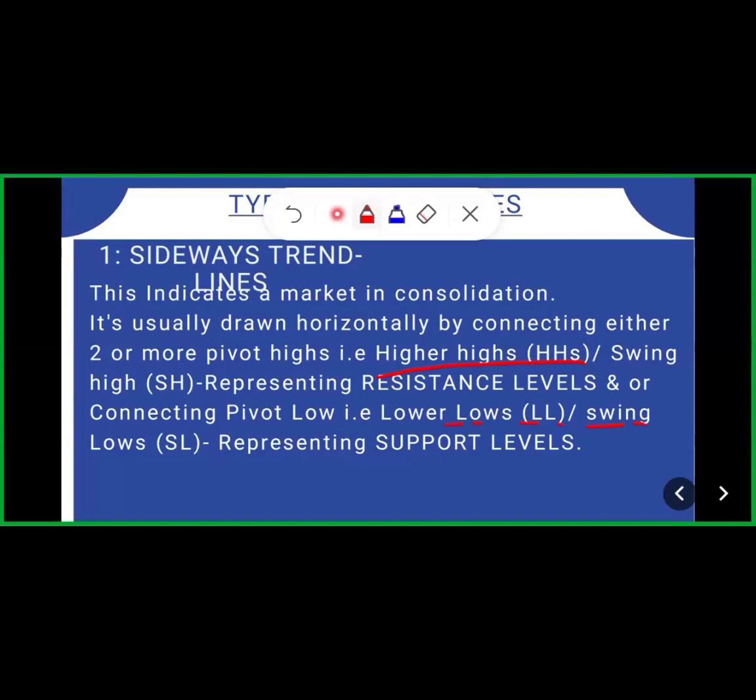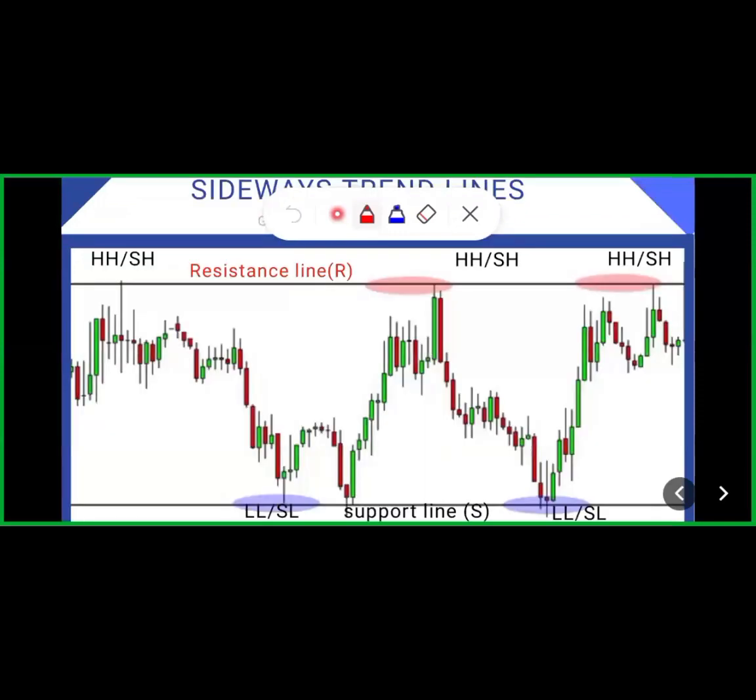Now, why should you be drawing this? It is very important for someone to understand how to draw these trend lines. Before we go to that, this is how it will appear on the chart if you draw them. This is what we call the higher high or the swing high. So you connect any two or three higher highs to form what we call a resistance line. Or you connect any two or more lower lows, or what we call swing lows, to form what we call the support line.